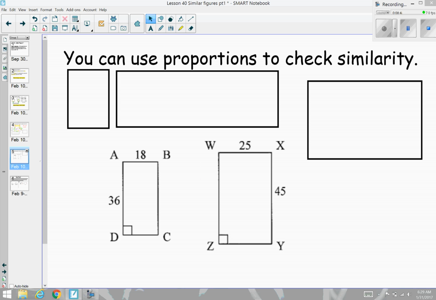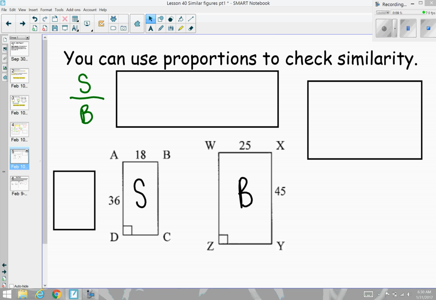Here we have two rectangles, okay? So we know that in a rectangle, all four angles are 90 degrees. So we already know that their angles are congruent to each other. So now we want to identify corresponding sides and see if they are proportional to each other to make them similar. So what are we measuring? We have our small shape and we have our big shape. So go ahead and identify what we have. In this case, I started with small and went to big. And now go ahead and identify corresponding sides.